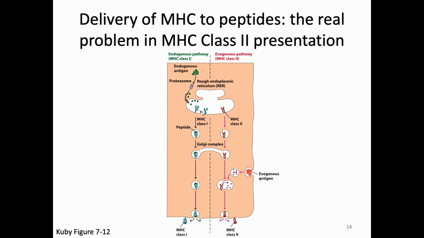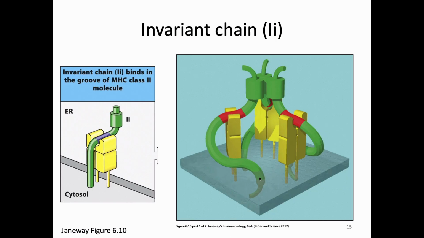So it's not just about how do we get the peptides to the MHC. That's actually really easy here. It's how the heck do we get a MHC that's ready to go to the peptide? And the way that we do that is that MHC class II is working with another protein. That other protein is known as the invariant chain.